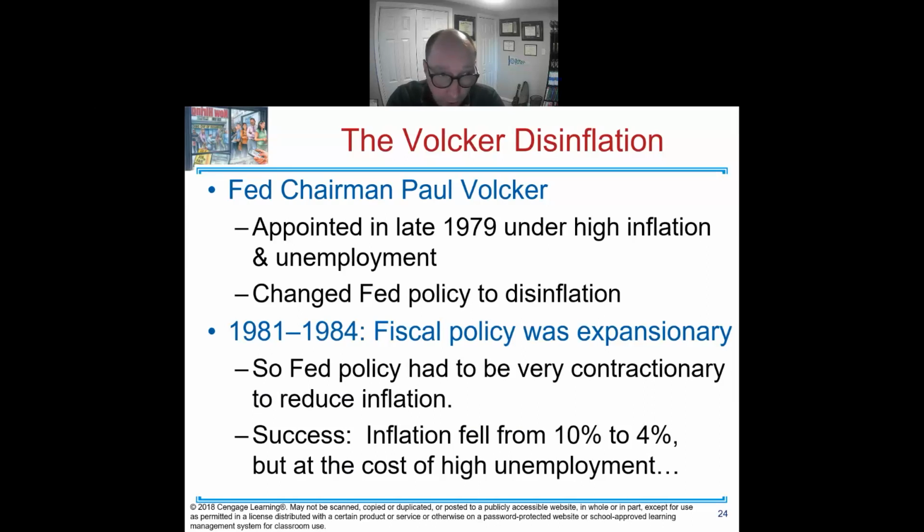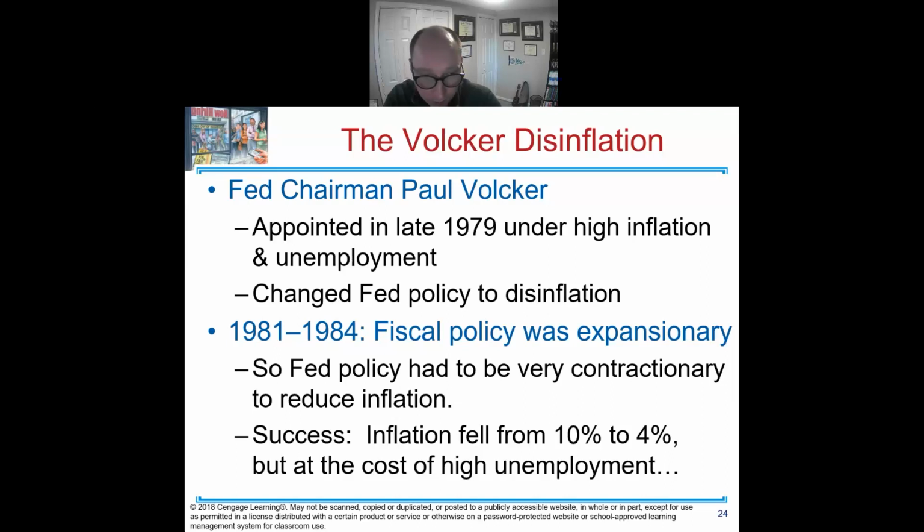There's another wonderful economist and Fed chairman that I'd like you to know, Paul Volcker. Paul Volcker was appointed in the late 70s at a time of high inflation and high unemployment. And Paul Volcker did his best to change the Federal Reserve policy to disinflation.